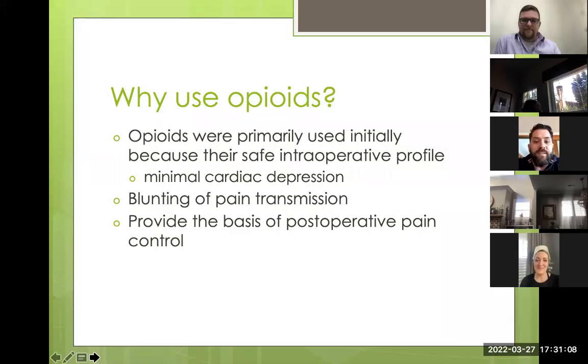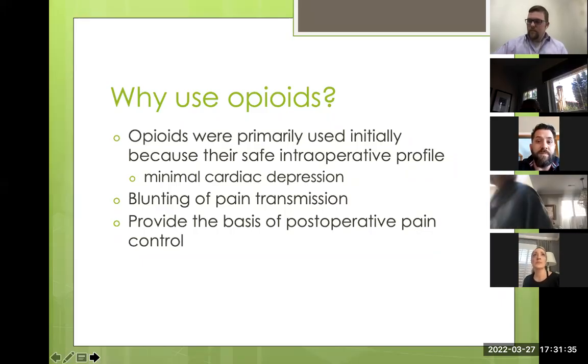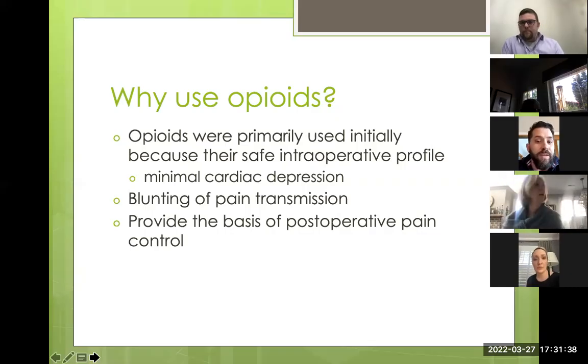Why use opiates? It's because they do have a safe intraoperative profile. They have minimal cardiac depression. There's not really a toxic dose for opiates. As long as you can ventilate your patient, you're really not going to kill them with the opiates. They're great for blunting pain transmission, and they're thought to provide a basis of postoperative pain control. I'm not one to say that opiates don't have their place. They're very effective for certain types of pain management, but they shouldn't be used as the first line of defense.